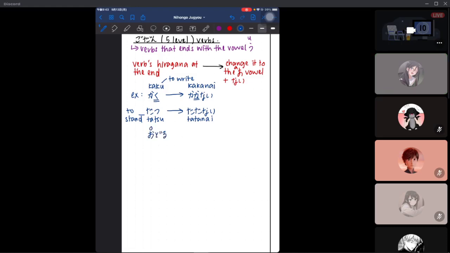Another example is this one, odoru. Odoru means to dance. If you conjugate it, what will it become? The same format as this one. Odoranai. So odoranai. So basically that is how you conjugate the Godan verbs.